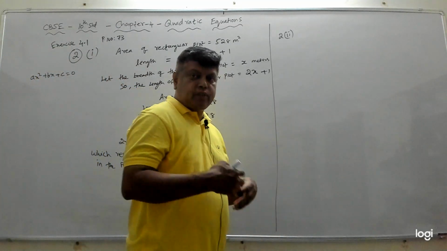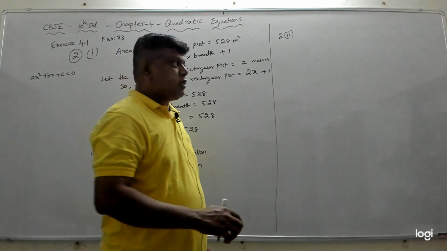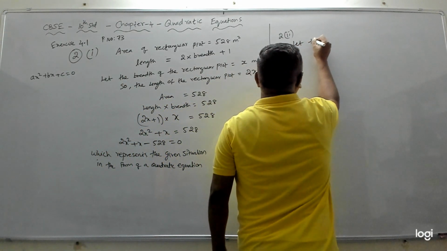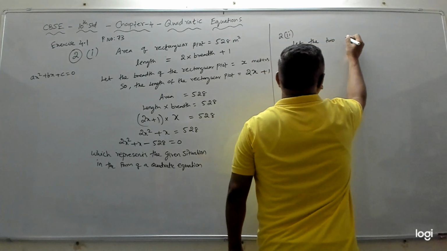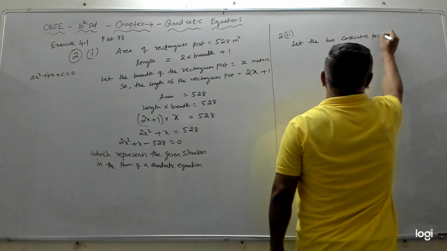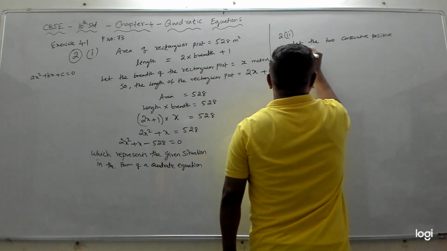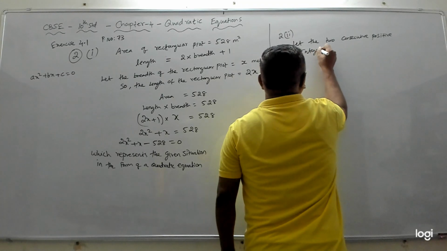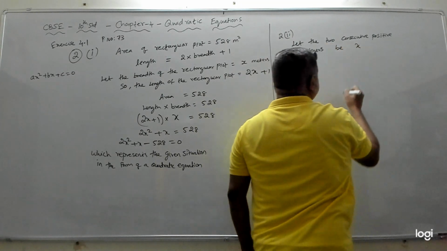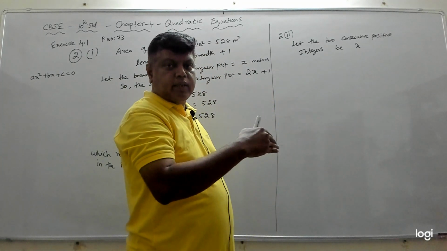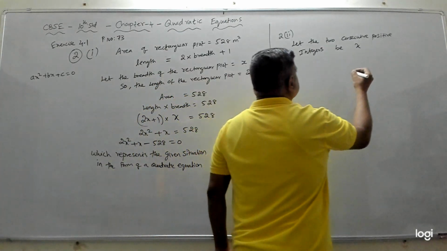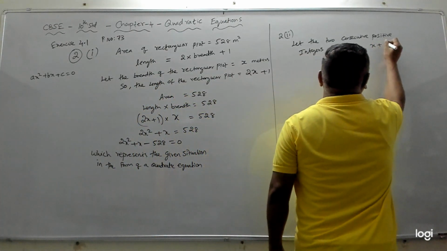But what they have said, the product of the consecutive positive integers is 306. So which means we should take those integers as some x. So we'll say let the two consecutive positive integers be x. If I take the first number as x, one integer x, what is the next consecutive integer? The number after this, which means x plus 1. Be x comma x plus 1.